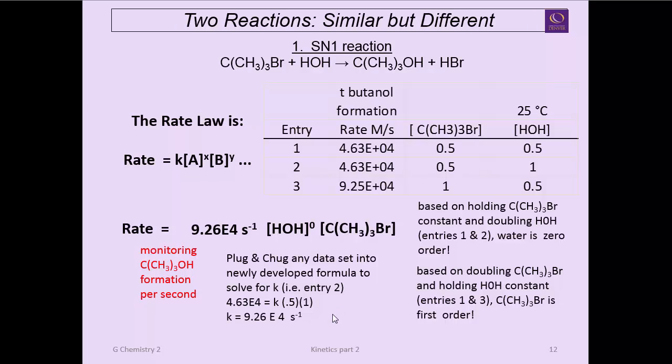So now that you've tested with the other sets, you see it doesn't matter which data set you choose. You just need to plug it in and you can actually solve for the K once you've established what the order is of all the reactants that are involved. And in this case, water doesn't even influence the reaction. And the other thing is, remember, this K is specific for this temperature. As we learned in the last video, if you increase the temperature, generally you're going to speed up the reaction.